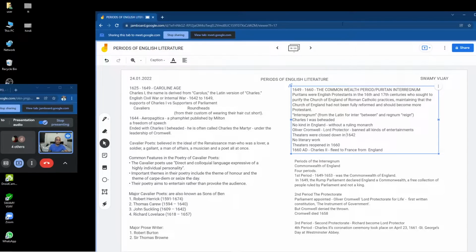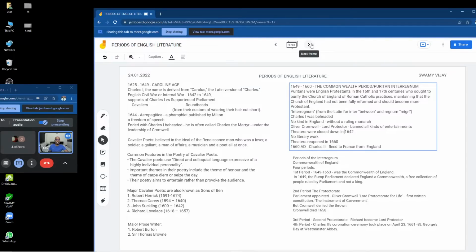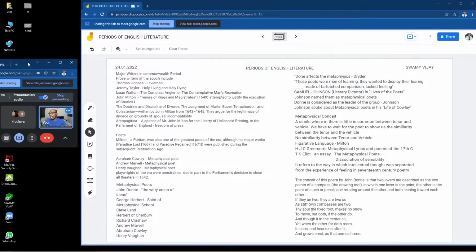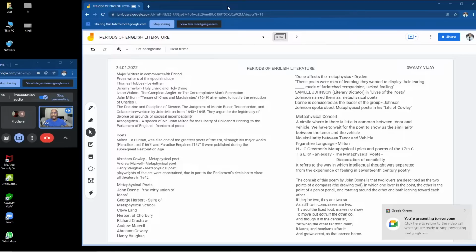Okay, maybe a typing mistake. So the theatres were closed down in 1642. When theatres were closed down, there was no scope for great plays like As You Like It or The Tempest. So playwrights of the era were constrained in part due to the Parliament decision to close all theatres in 1642. Now these metaphysical poets were prominent poets during that age other than Milton. Now let us understand who these metaphysical poets are. So there is a list of metaphysical poets.